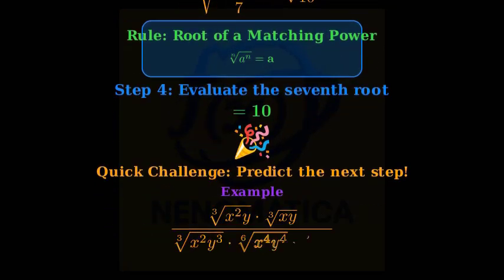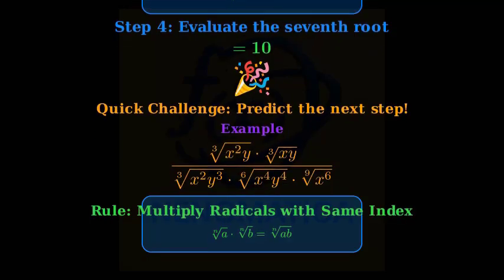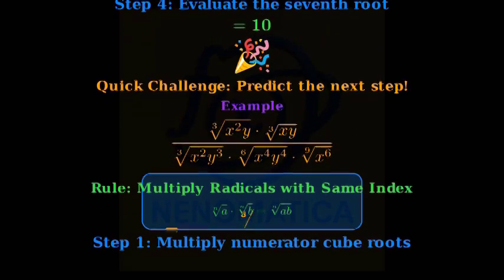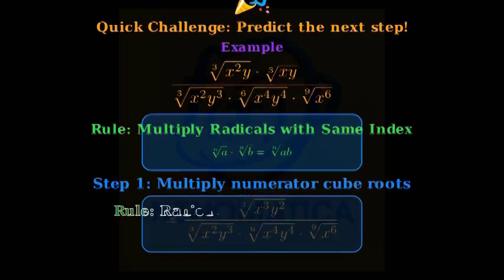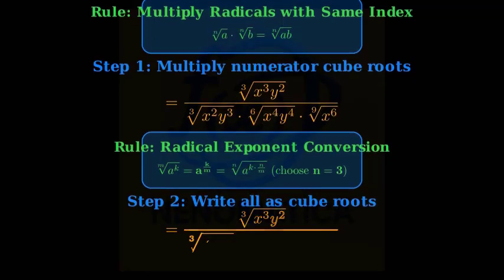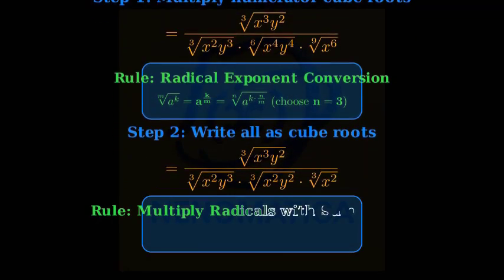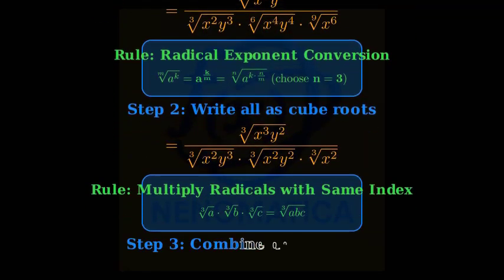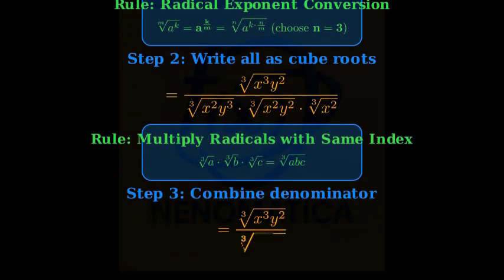Step 1, multiply the cube roots in the numerator. Step 2, convert the 6th root and the 9th root to equivalent cube roots. Step 3, multiply the denominator's cube roots into one cube root. Step 4, combine the single cube roots as a quotient under one cube root. Step 5, simplify exponents and finish.